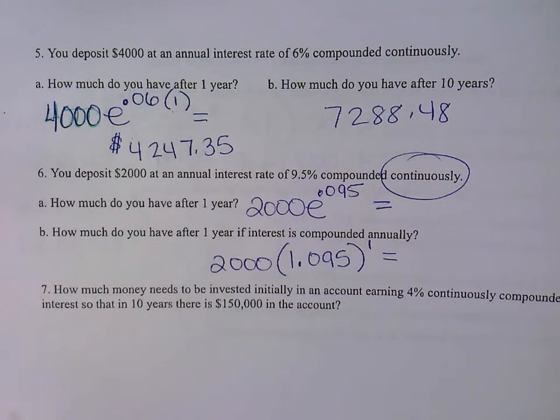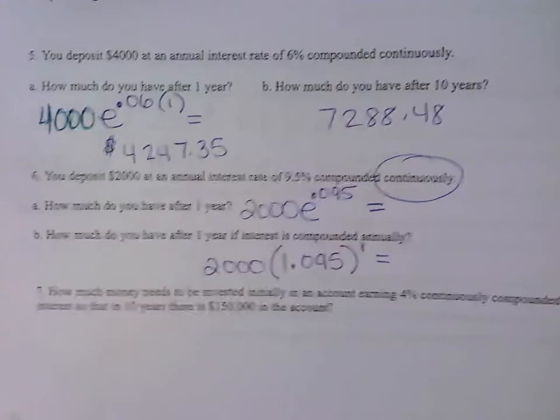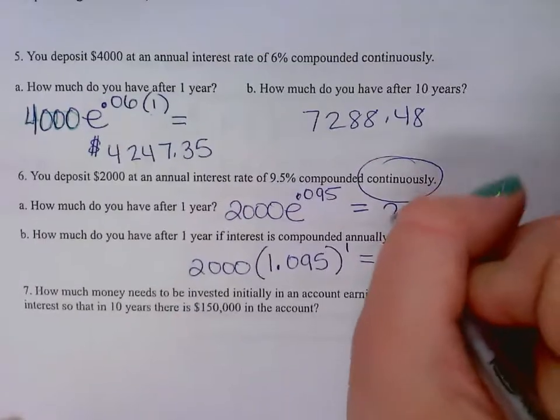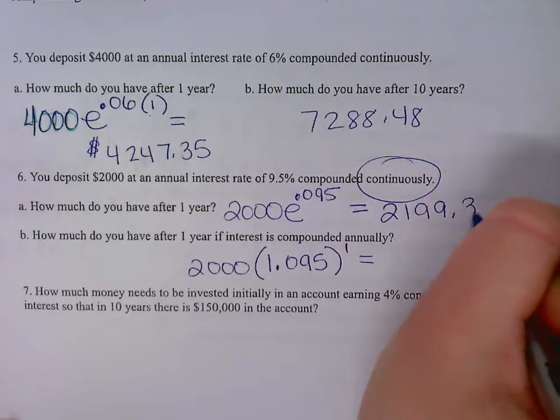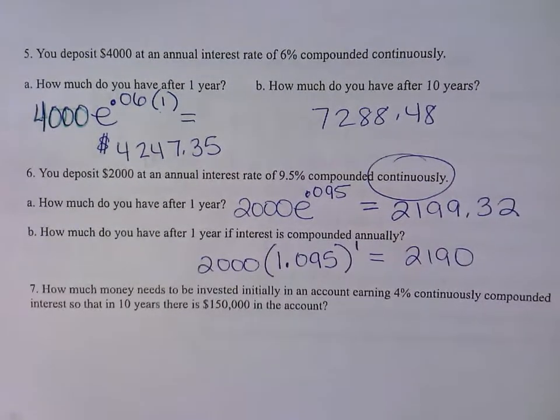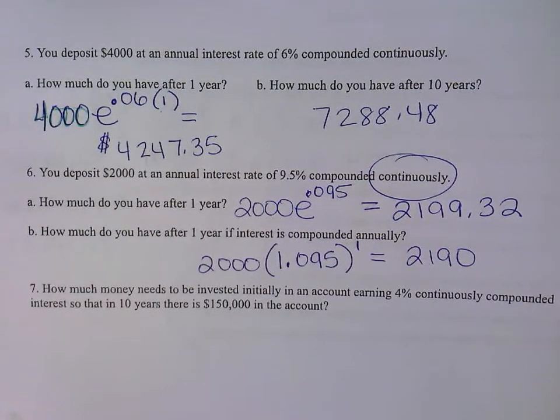And 2,000 times 1.915. So which one's better? We know continuous is going to be better, right? So let's see. For the first one, did you get 21.99? Round to the nearest penny, although the bank would round down. So the bank would have probably only given you 31 cents in your account. They're not going to give you money. And then 21.90. So it was a difference of $9 after 1 year. So nothing too crazy, but it's still better.